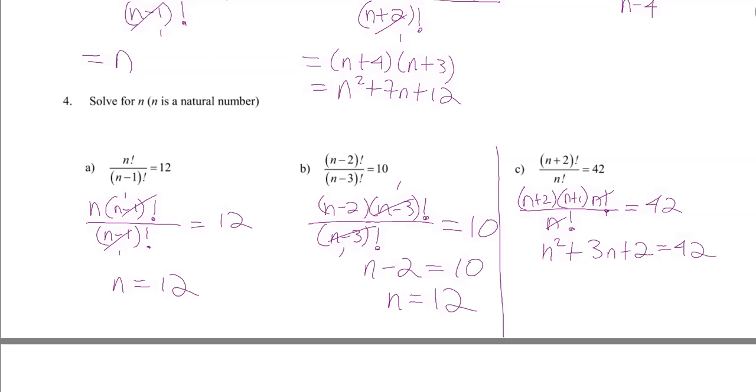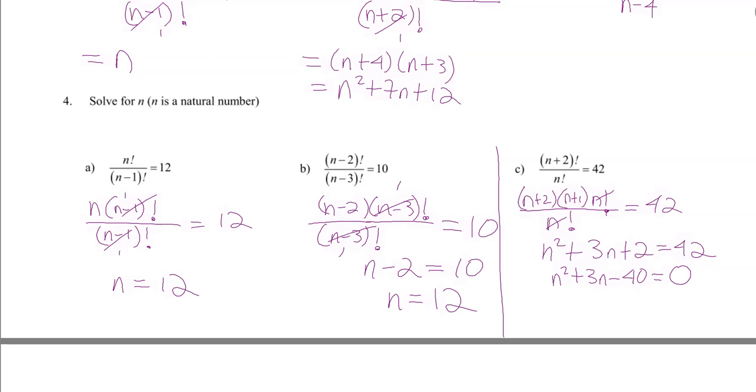All right, so we have some work to do here. We're going to have to solve a quadratic. So we have n squared plus 3n plus 2, after we multiply out the two binomials, is equal to 42. We can solve these. It's half of math 20, working with quadratics. So n squared plus 3n minus 40 is 0.